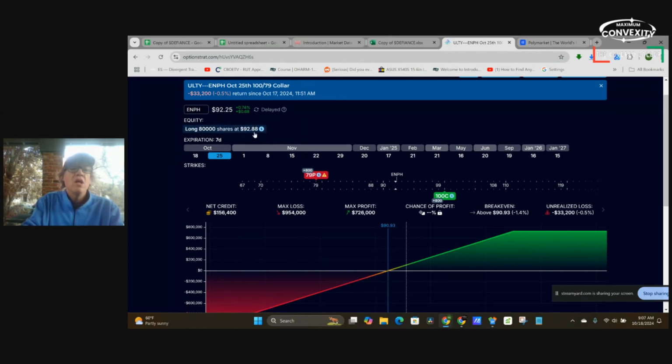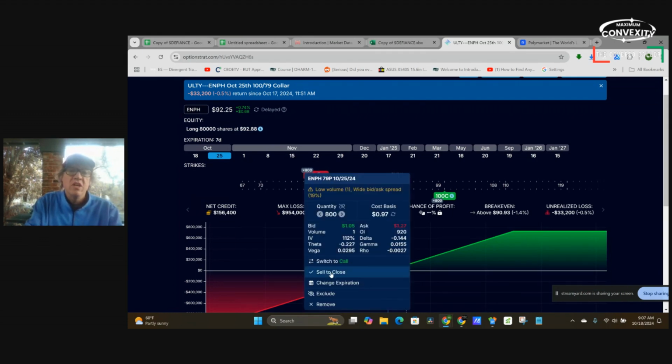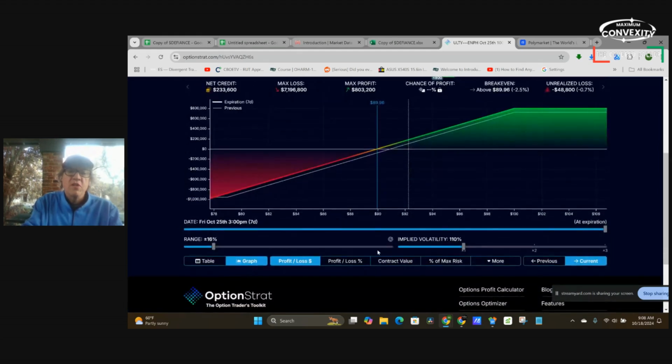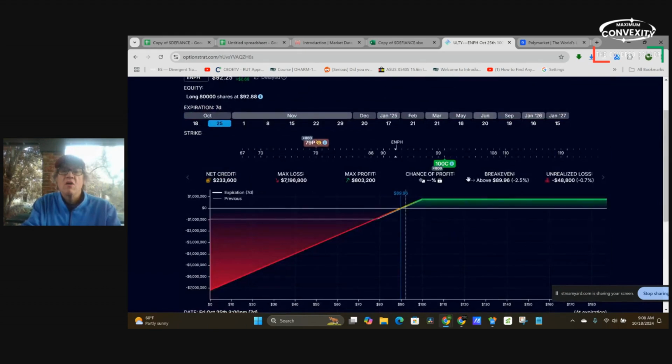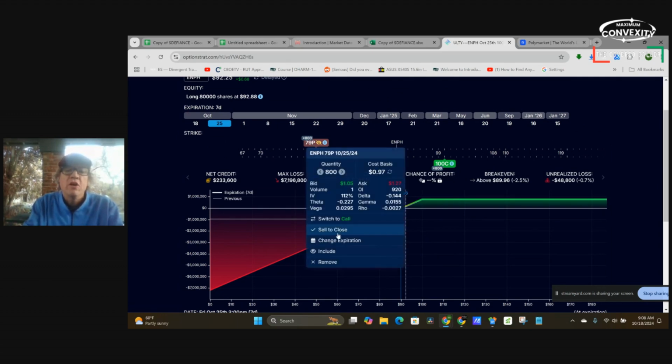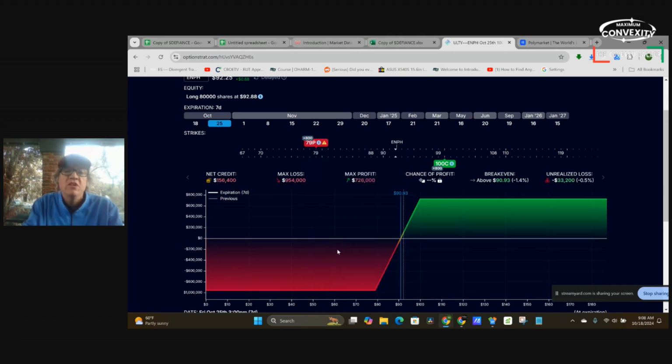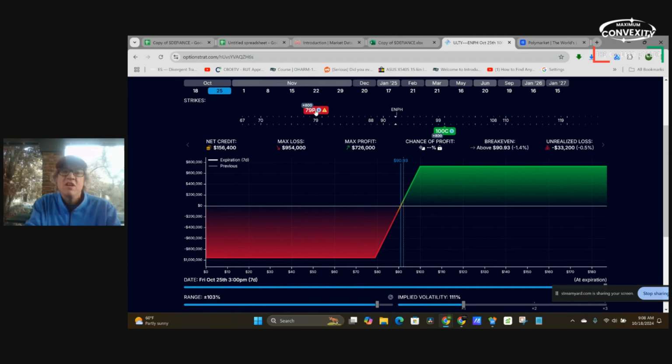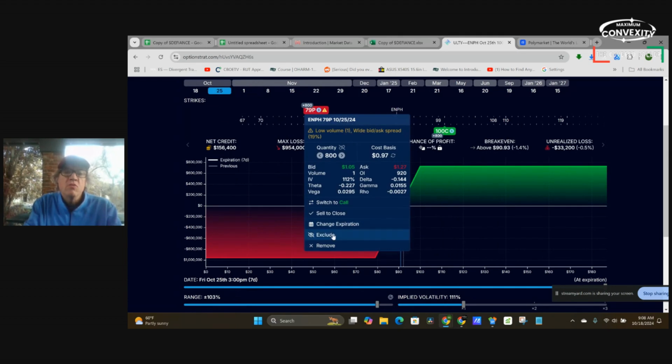What they did, when they bought the shares, they did a covered call on them. So here's what the profit and loss graph looks like for the covered call. See, they would have made $803,000 if they did it that way, but they did a collar. That means they sold a call to finance the purchase of a put. So let's include this. Okay, now look what that does. That's a big difference. This is the way I do covered calls with limited risk.